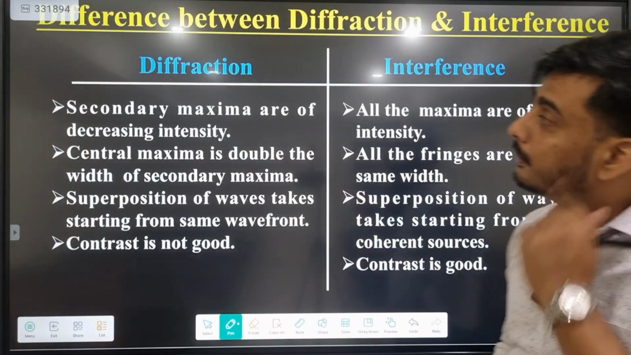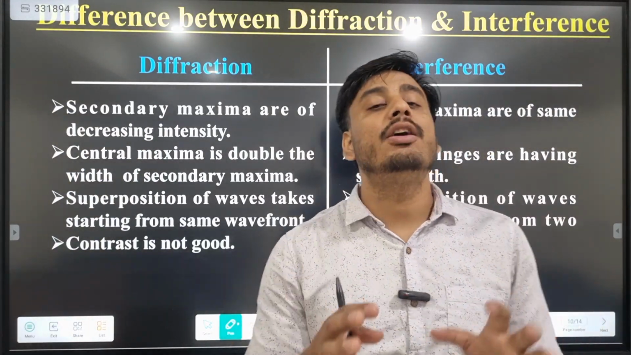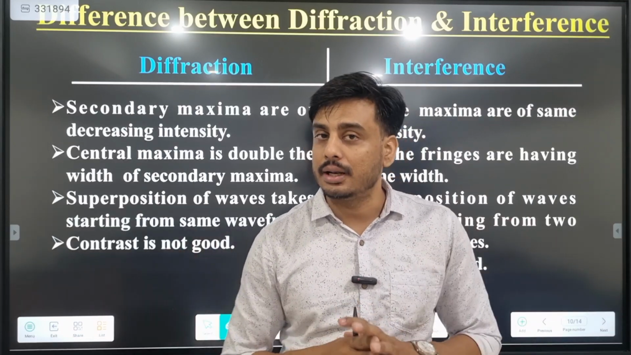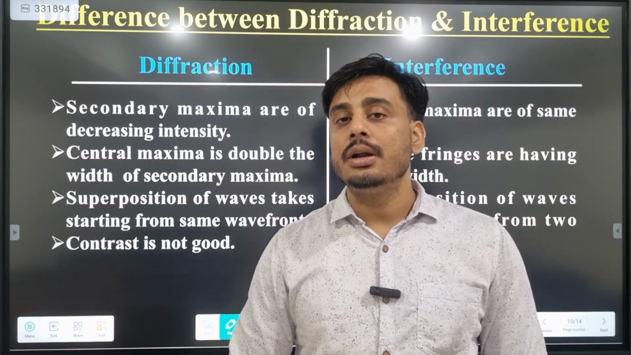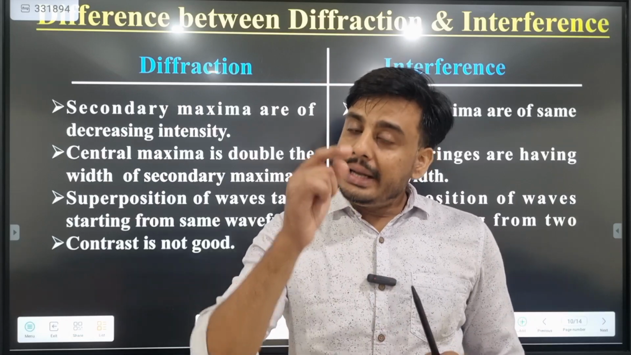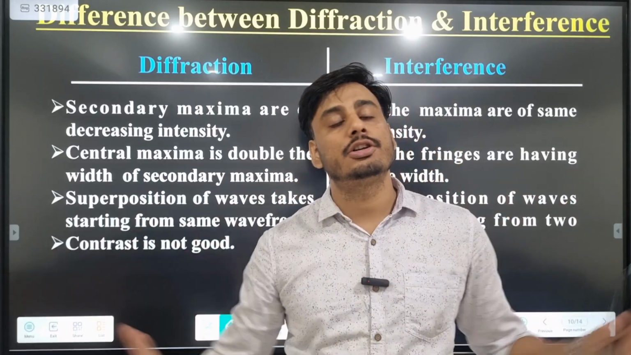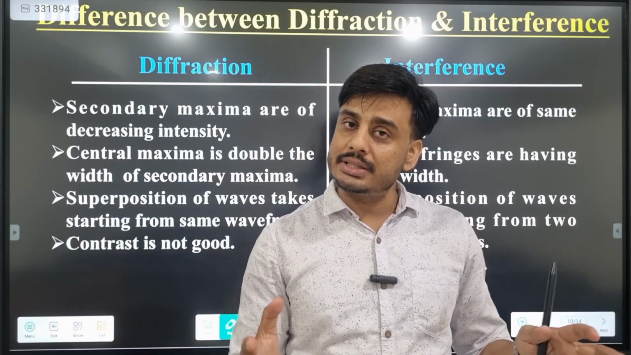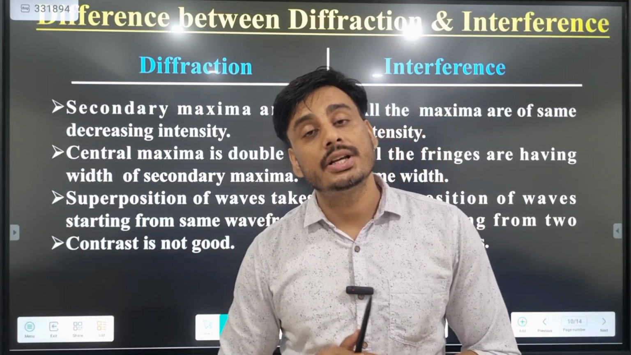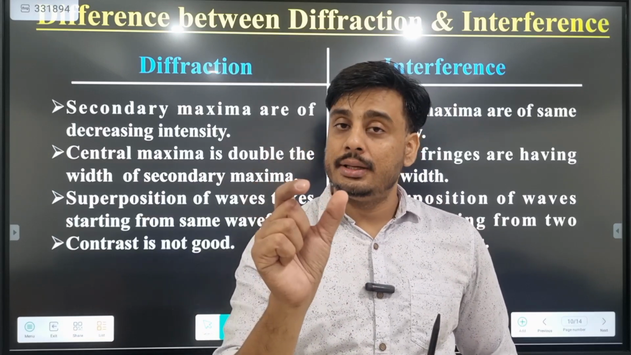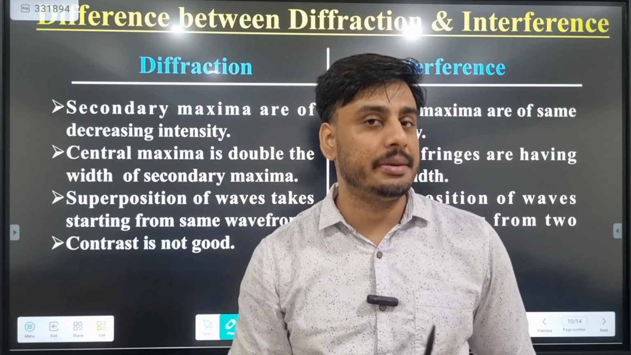Then we have the difference between diffraction and interference. Diffraction is the bending of light around the corner of an obstacle, and interference means superposition of light. In diffraction we get the intensity maximum at the central maxima, and it gradually decreases on both sides. But in interference, the intensity of all the bright points remains the same. In diffraction, the fringe width of the central maxima is 2 times that of the secondary maxima.